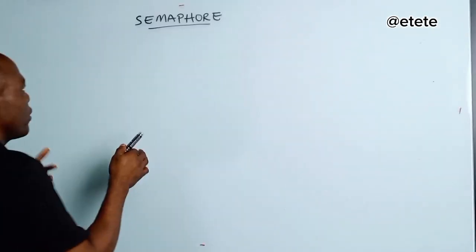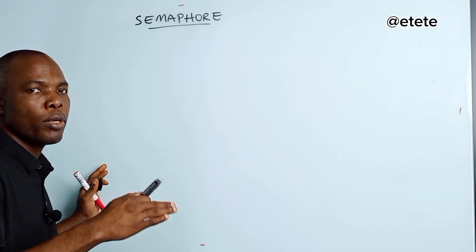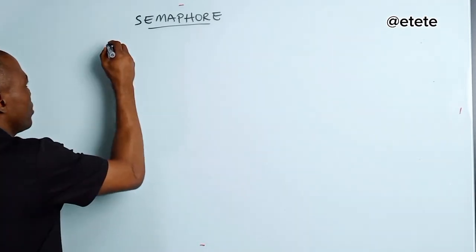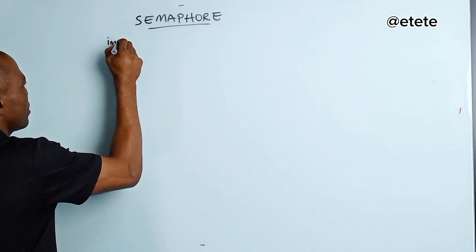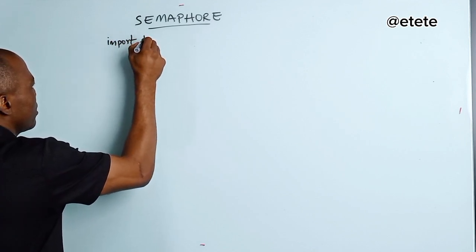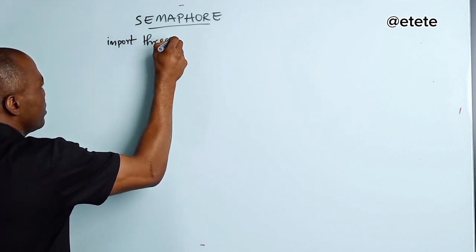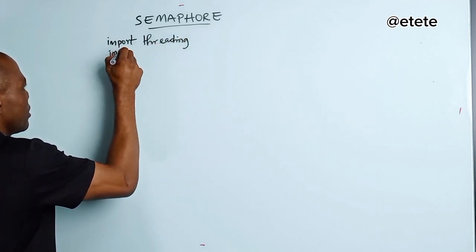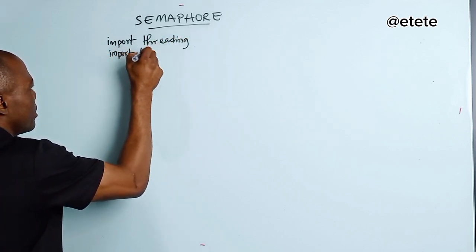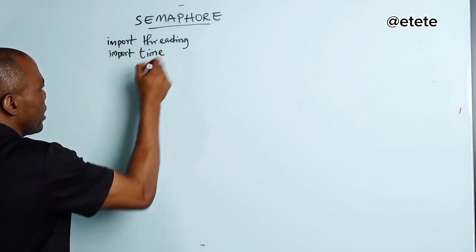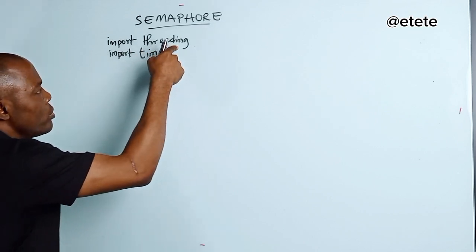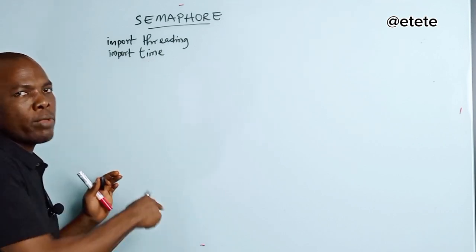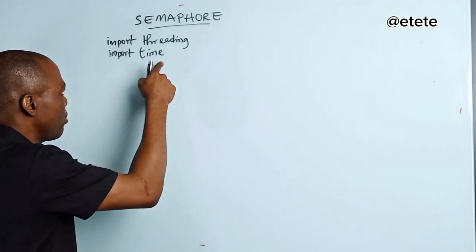All right. So the first thing we will do is import our threading module and also import the time module. So I will say import threading, import time. This is a threading module. Inside this threading module, we are going to use the thread class. Inside this time module, we are going to use the sleep method. That's why I'm importing them.